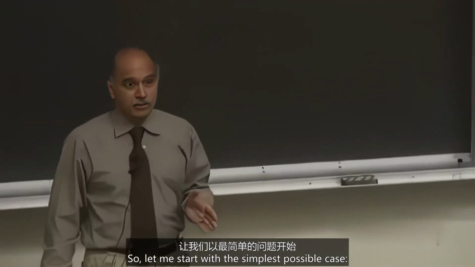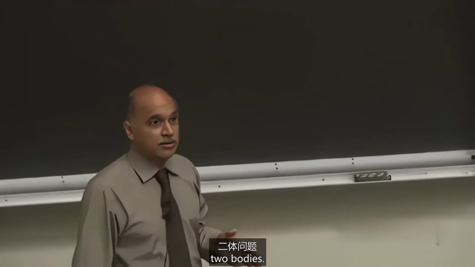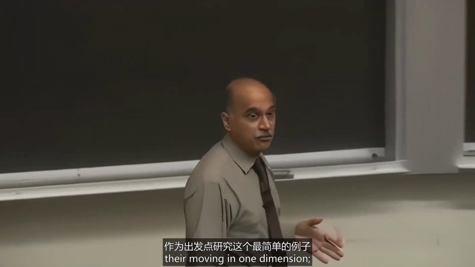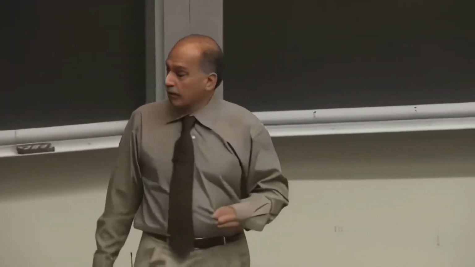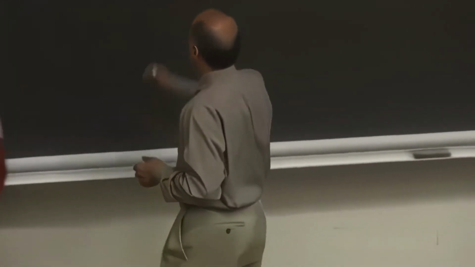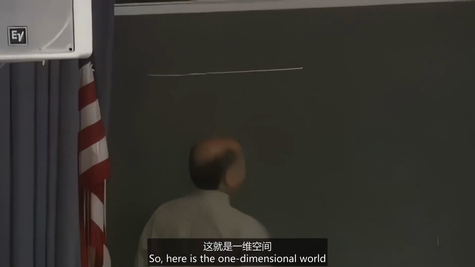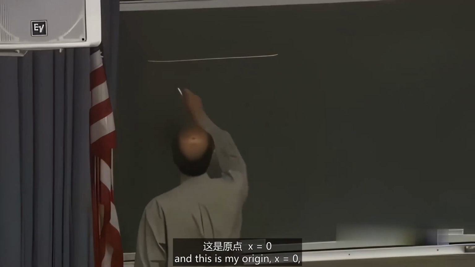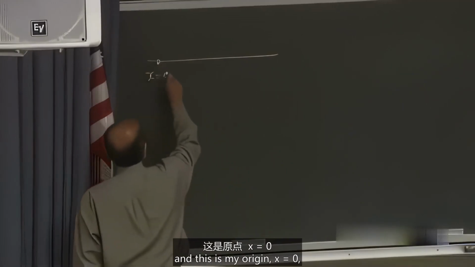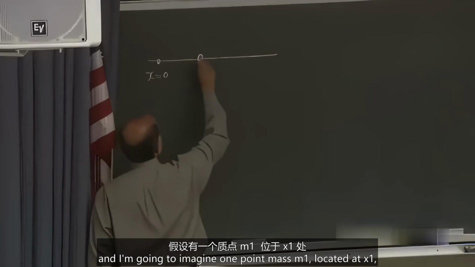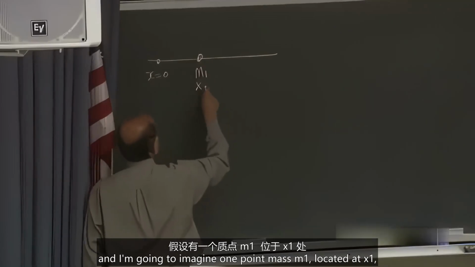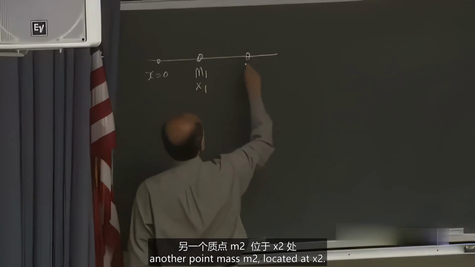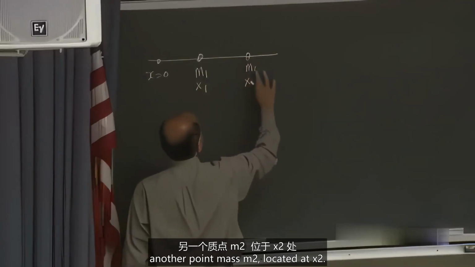So let me start with the simplest possible case of 2 bodies, and I will again start with the simplest case of they're moving in 1 dimension. Then we will put in more. So here is the one-dimensional world in which these bodies are going to move. And this is my origin, x equal to 0. And I'm going to imagine one point mass m1 located at x1, another point mass m2 located at x2.